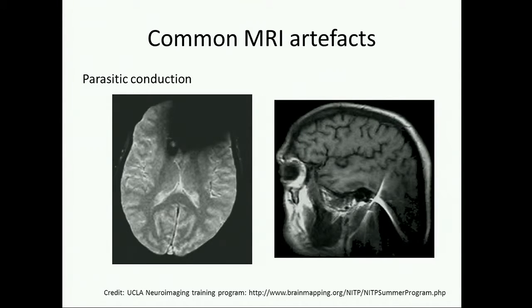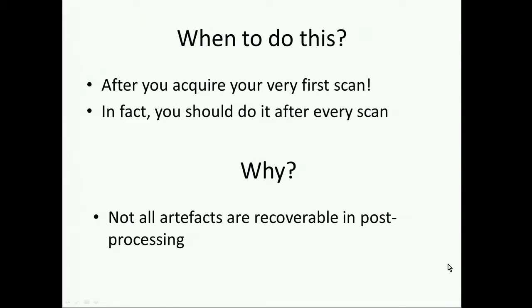Mark Cohen at the UCLA imaging course calls this parasitic conduction. I call this a bit of metal on your subject somewhere that's causing this. I particularly like this one where the hair tie with a bit of metal on it causes the back of the head to be pulled down into the neck there in MRI space.